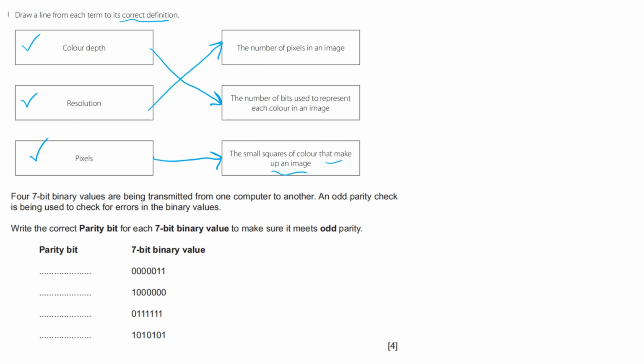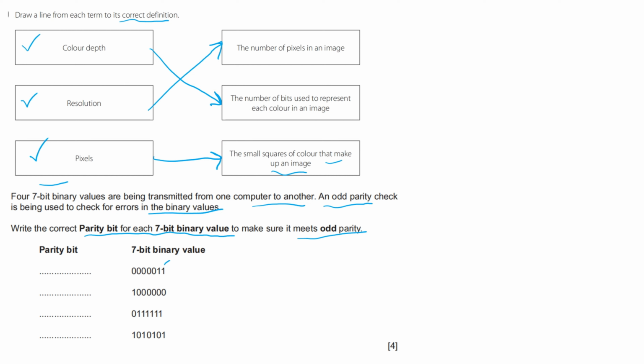Next one, 4 7-bit binary values are being transmitted from one computer to another. An odd parity check is being used to check for errors in the binary values. Write the correct parity bit for each 7-bit binary value. Make sure it meets the odd parity. So we are using the odd parity and we need to make sure the number of ones in each byte is odd. Okay, so let's see the first byte.